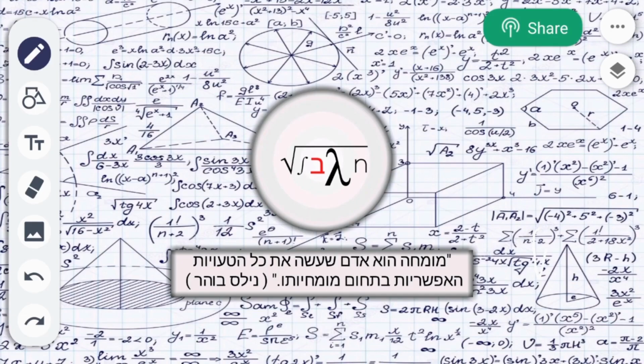Friends, today we've learned about the principle of the exponent. Don't forget that the exponent loves the closest from the left.